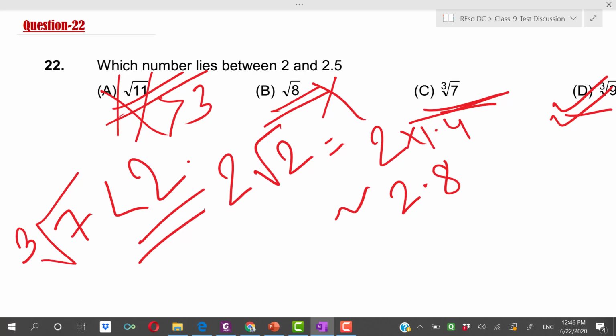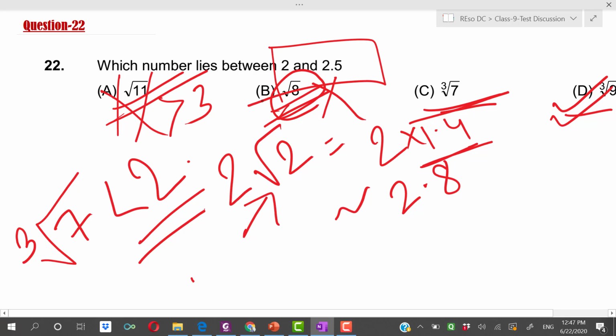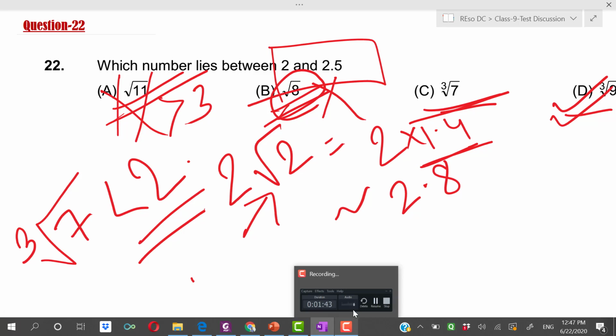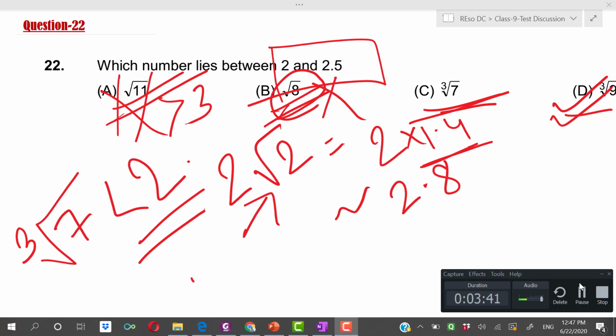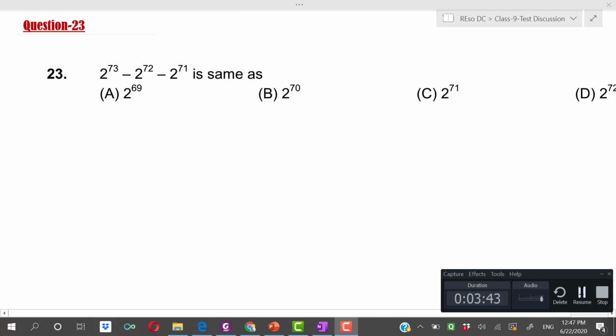Now this square root of 8, I know that square root of 8 can be written as 2 root 2 and the value of root 2 is 1.414 dot dot dot. But 1.4 will come, so whatever its value will be, it will be more than 2.8. And I wanted it between 2 and 2.5. That is why we calculated this question by using the method of elimination. This I called as the method of elimination.